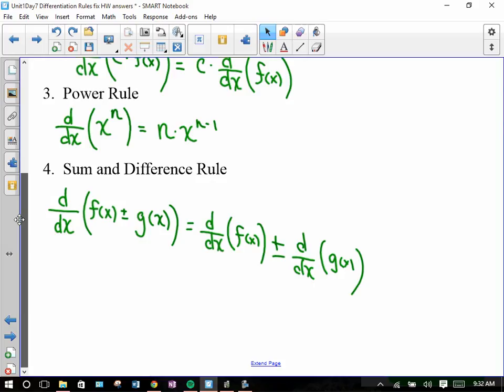So right now, you've been given these rules, and you probably don't really understand what they mean and how to use them. So what we're going to do is look at examples that use these to find the derivatives of functions. Okay?